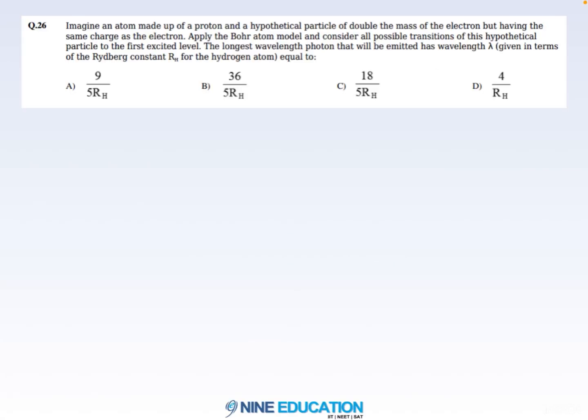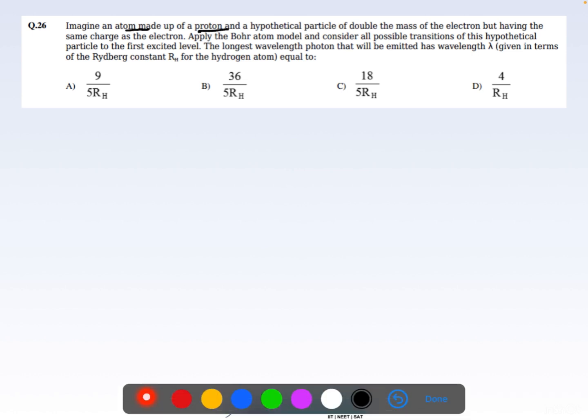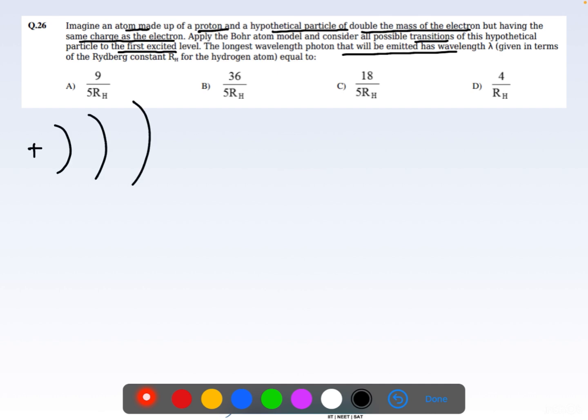Question number 26. In this question it is mentioned that an atom made up of a proton and a hypothetical particle, double the mass of the electron but having the same charge as the electron, is undergoing transitions from a higher level to the first excited level. What will be the wavelength of the radiation emitted? So here we have an atom with one proton, and revolving around the nucleus there is a hypothetical particle which has mass double that of the electron.